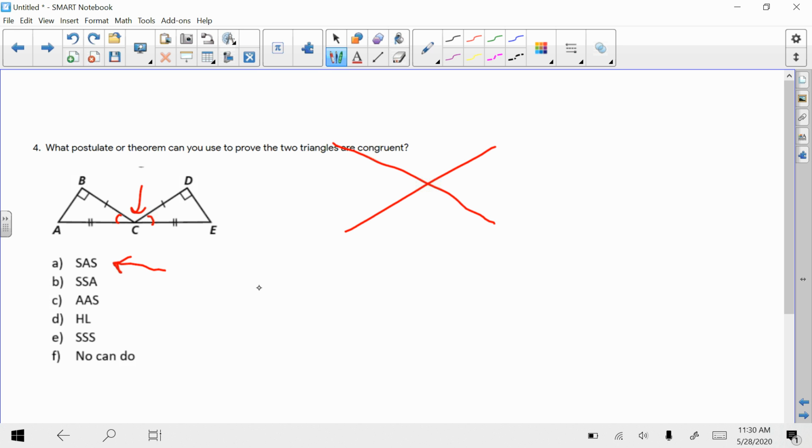So the theorem I am seeing here is that we have right angles and we have hypotenuse on those triangles and we have one leg. So I'm going with the hypotenuse leg theorem.